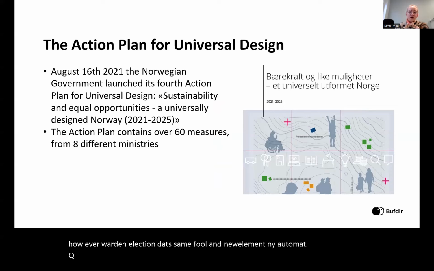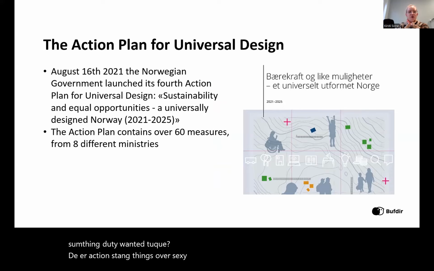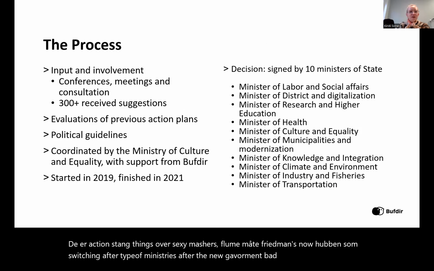for the plan to come into action, because the new government had to decide if this was something that they wanted to keep. The action plan contains over 60 measures from 8 different ministries. Now, there have been some switching of the type of ministries after the new government, but still.